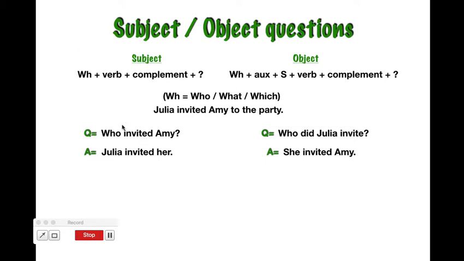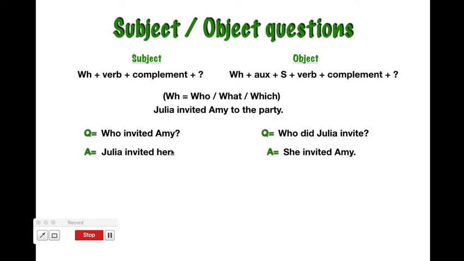Por lo tanto, como no tenemos el auxiliar, pues sí, cambiamos el verbo. Sí, ya sé que antes decíamos que pues en la pregunta el verbo no iba en pasado, no se cambiaba, pero porque usábamos auxiliar. Aquí no lo tenemos, entonces aquí sí ponemos invited, ¿ok? Now, what is the answer? Julia, ¿ok? Aquí que estoy buscando el sujeto. ¿Cuál era el sujeto, Julia? Ok, who invited Amy? Julia did it.